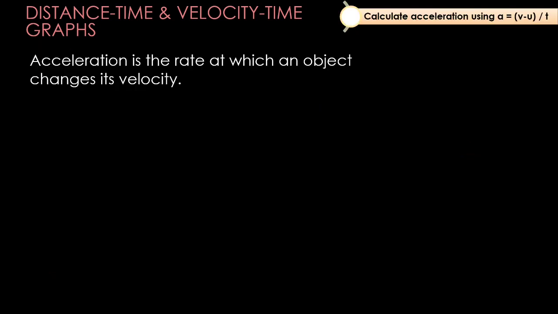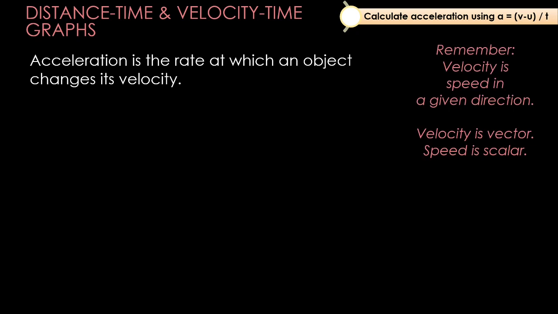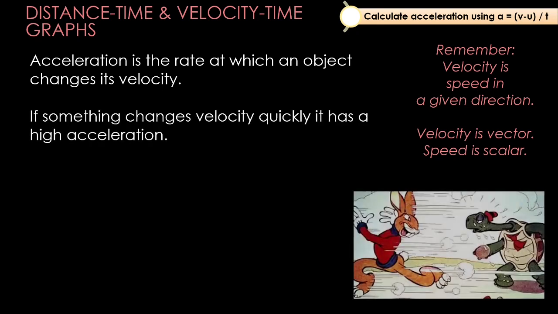Let's move on and have a look at how we can calculate acceleration using a equals v minus u over t. Acceleration is the rate at which an object changes its velocity. Now, we've been through this before in previous lessons. We've had a look at what velocity is. Velocity is just speed in a given direction. Velocity is a vector, meaning that it has size or a magnitude, as well as a direction. Speed is just the number. Speed just has the magnitude. So velocity, you can think of it as speed, but in a given direction, and it has the same units, meters per second. If something changes velocity quickly, it has a high acceleration.